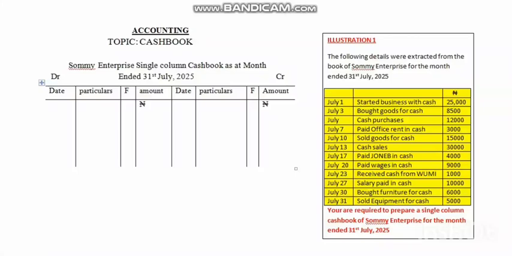So we are going to look at the calculation aspects of the cash book. That is the practical aspects of the cash book. So we are going to look at it from the illustration. So this one is illustration 1. It says the following details were extracted from the books of Somi Enterprise for the month ended 31st July 2025.